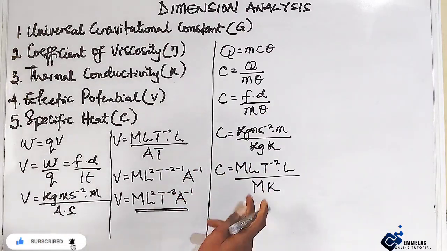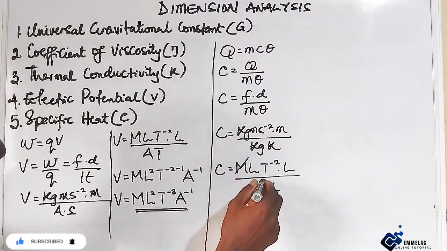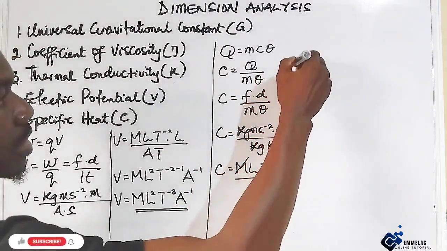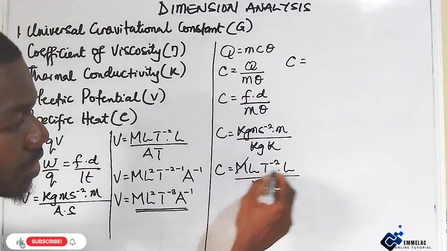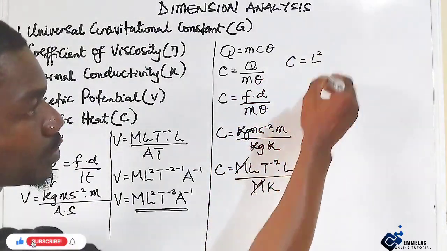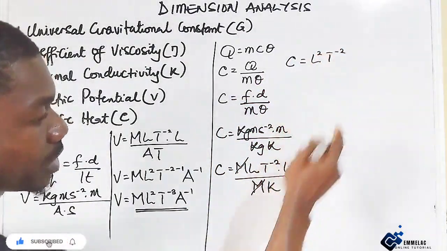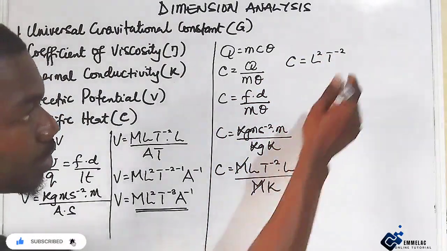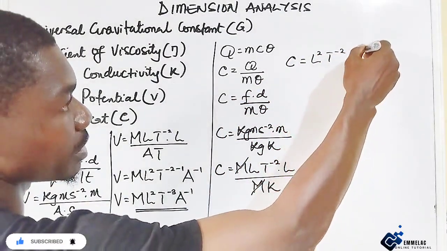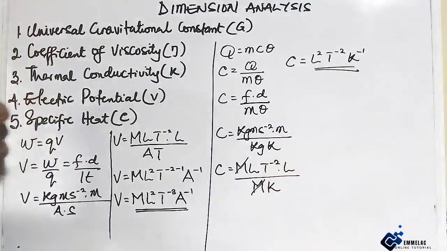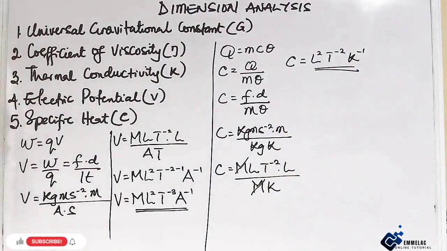So here now we can eliminate this, so C, we are now left with L times L, you have what? L raised to the power of 2, then T raised to the power minus 2, then our K here, which is a denominator, can be transformed, become an indices minus 1. So this is the dimensional formula for specific heat capacity. Alright, so now this is the final solutions to this dimensional analysis of this quantity.